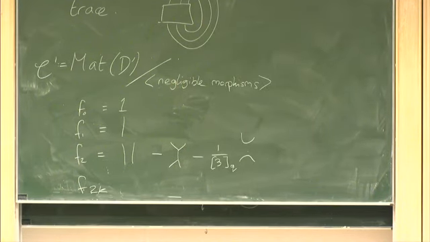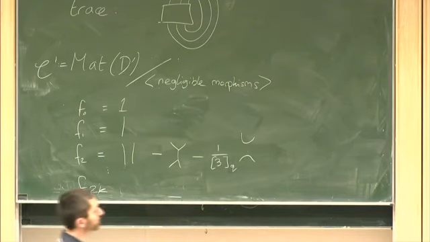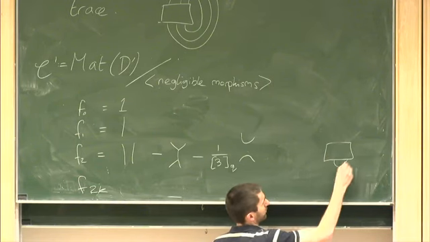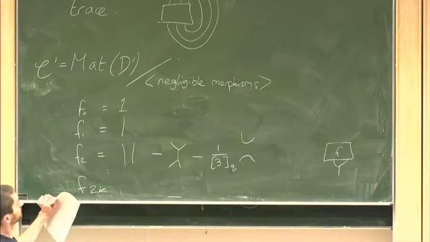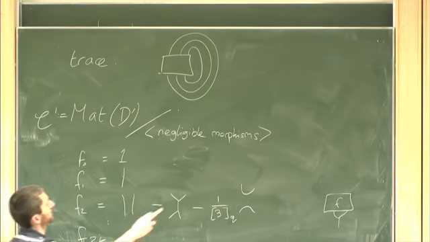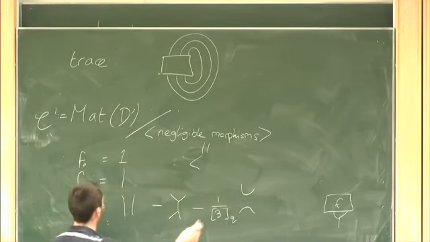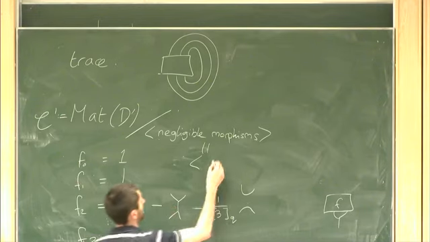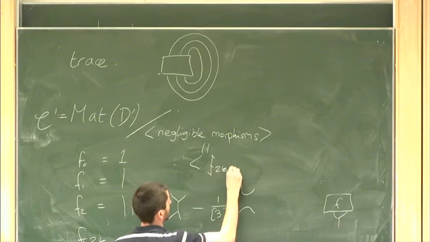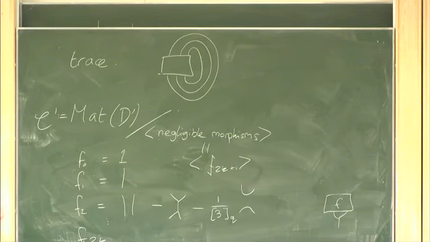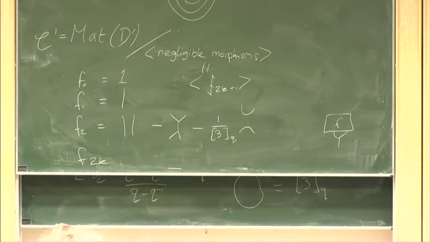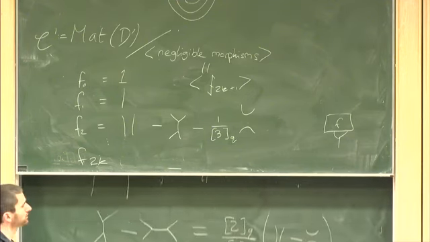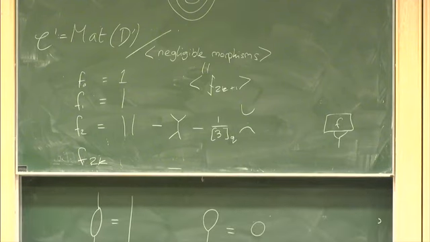They satisfy properties that if you hit any of them with a cup or a cap, or with one of these trivalent vertices, then they're killed and they just become 0. And in particular, this ideal of negligible morphisms is generated by the morphism which is the identity on the 2k plus 1 Jones-Wenzl projection.